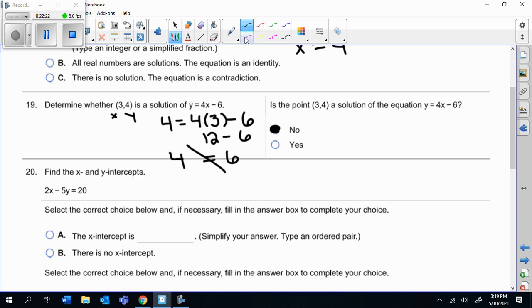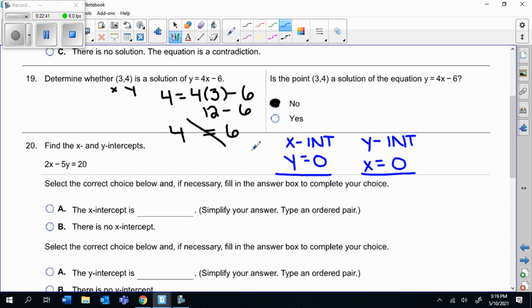20 says find the intercepts. For the x-intercept y equals 0. For the y-intercept x equals 0. In every class, I've always kind of just made these little columns. And so if I plug in y equals 0, I get 2x minus 5 times 0 equals 20. So that just goes away, so you can tell x is 10 and y would be 0. So the x-intercept is 10, 0.